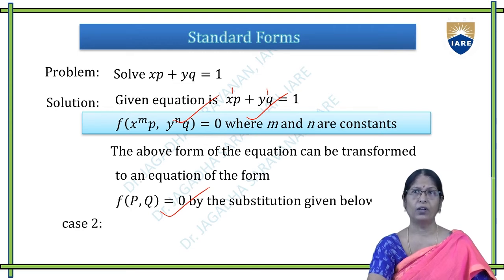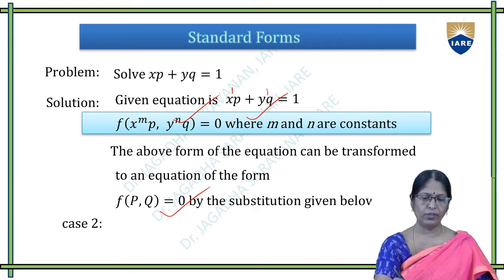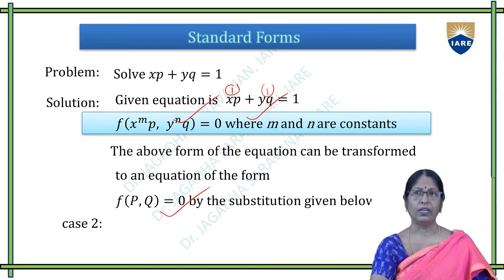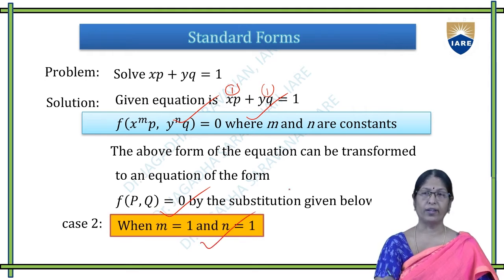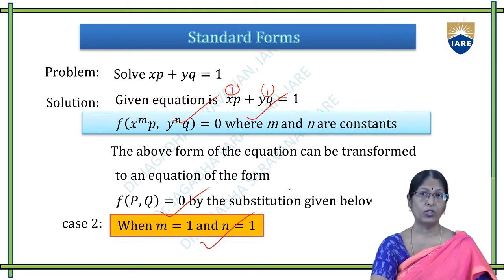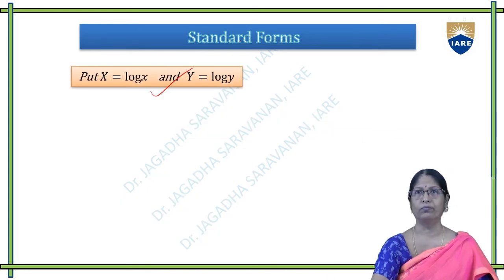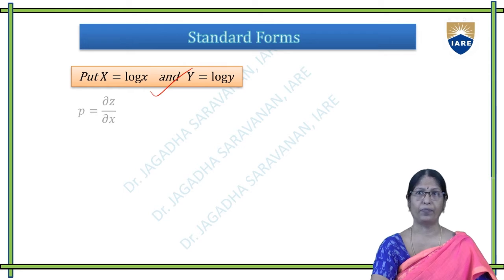Before that, 2 cases are there. This position is m, this position is n. So our m and n both have the value 1. If they have the value equal to 1, then what is to be assumed? We can see it here. When m equal to 1 and n equal to 1, we have to assume capital X equal to log x and capital Y equal to log y.